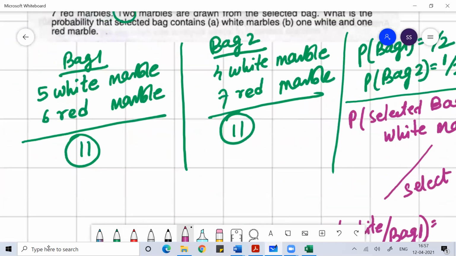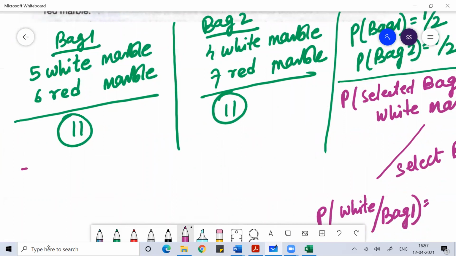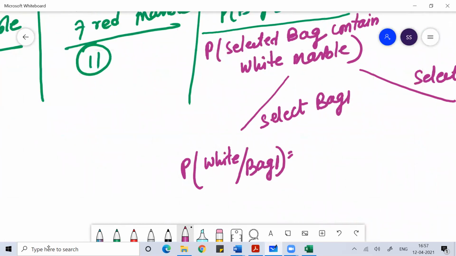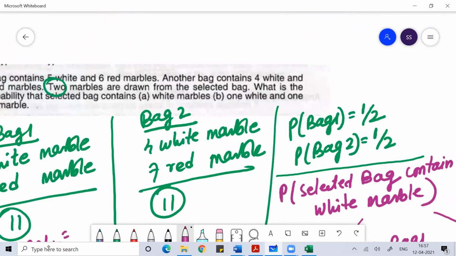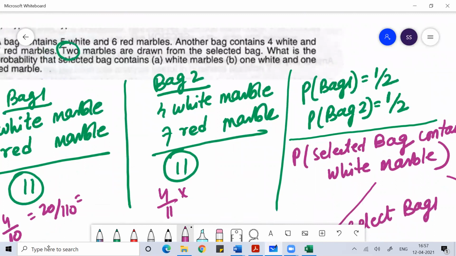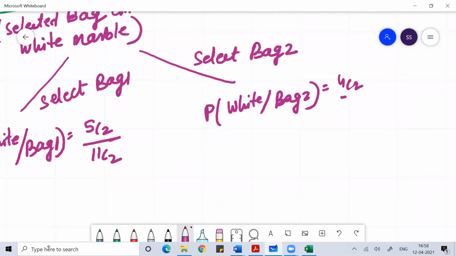You're taking two marbles. So white marble from bag one is 5c2 by 11c2. Please understand, first marble white is 5 by 11. Second marble white would be 4 by 10. That would be 20 by 110. Or you can write 5c2 divided by 11c2. Similarly, what is the probability that you select a white marble from bag 2? You have 4 white marble and 7 red marble. First marble white is 4 by 11. Second marble white would be 3 by 10. You can write this as 4c2 by 11c2.